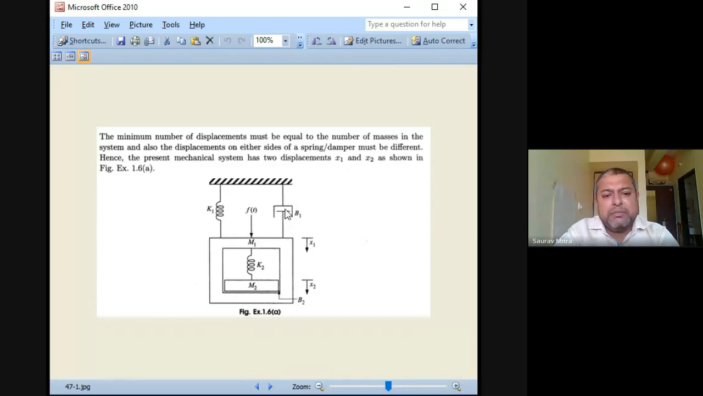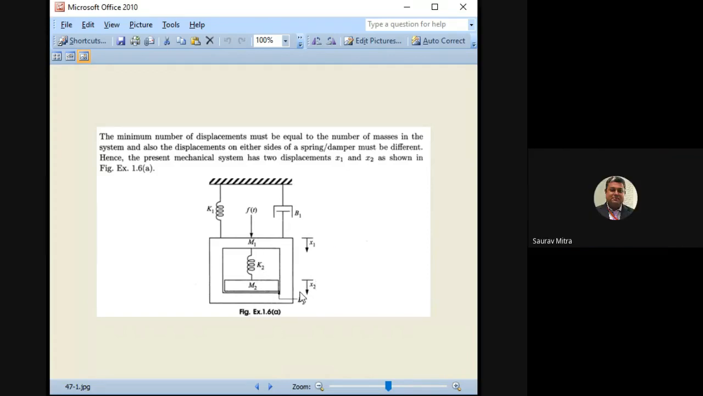Understand this: K1, B1 and M1, this is the first loop, and F(t) is given to the first loop. And this B2 and K2, this is the link between X1 and X2. So this B2 and K2 are common for X1 and X2, and X2 and M2 are there.